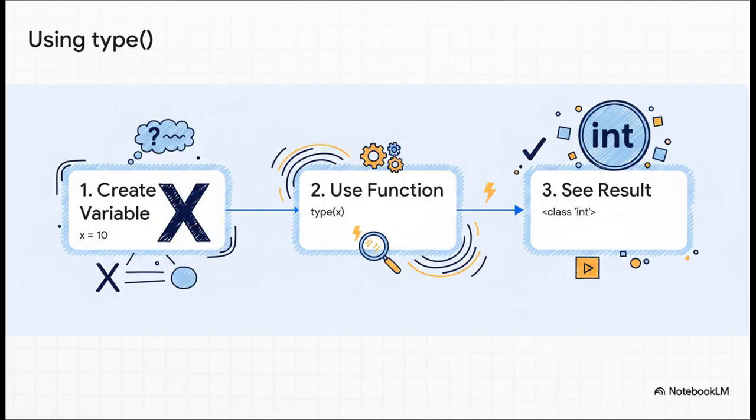Let's just walk through it real quick. Step 1, we make our variable, x = 10. Step 2, we use our new tool. We ask type(x). And step 3, Python spits out the answer. It tells us it belongs to the class int, which is just short for integer. It's a fantastic way to double-check what you're working with.